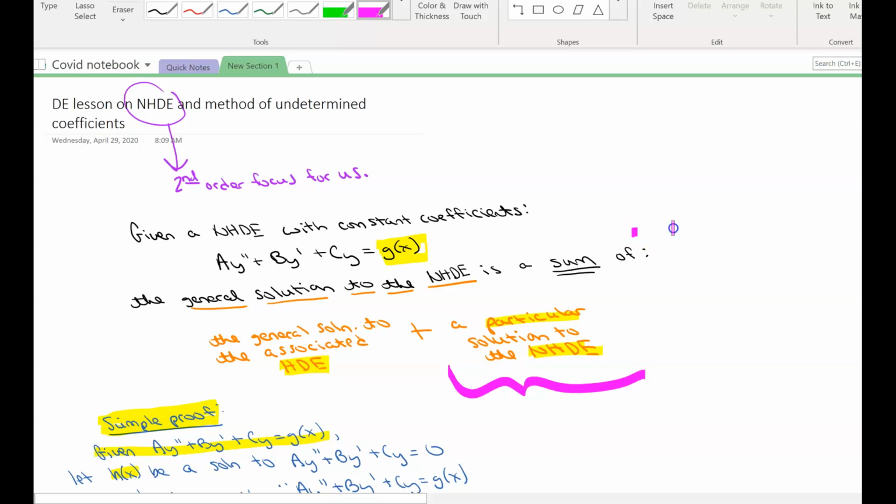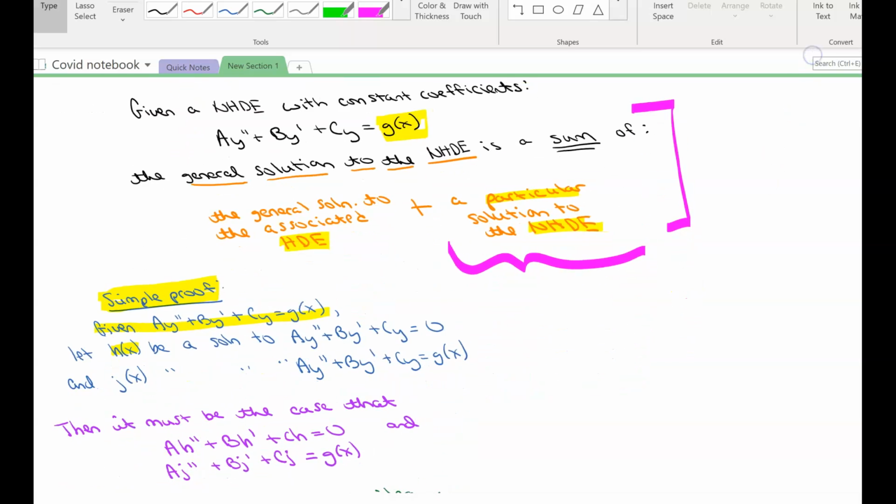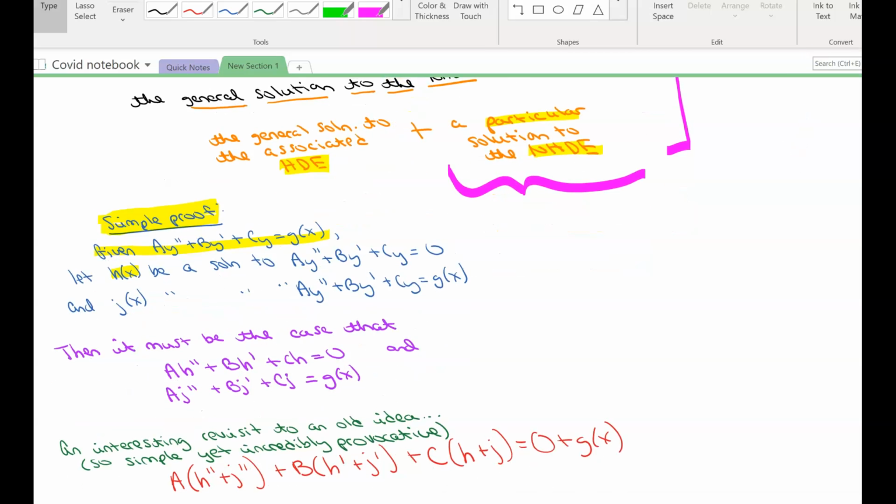Okay. So this statement here is probably the most important, and seeing why it works is very simple. So here's the proof, if you follow me. If you look at the blue here, whenever we do a proof, we have givens and then we draw the conclusions from there.